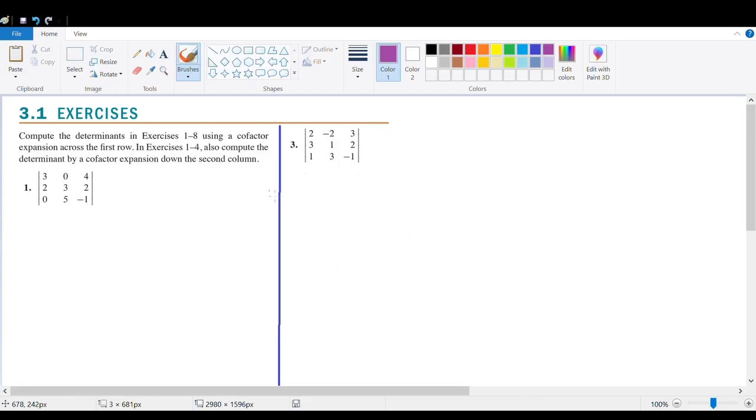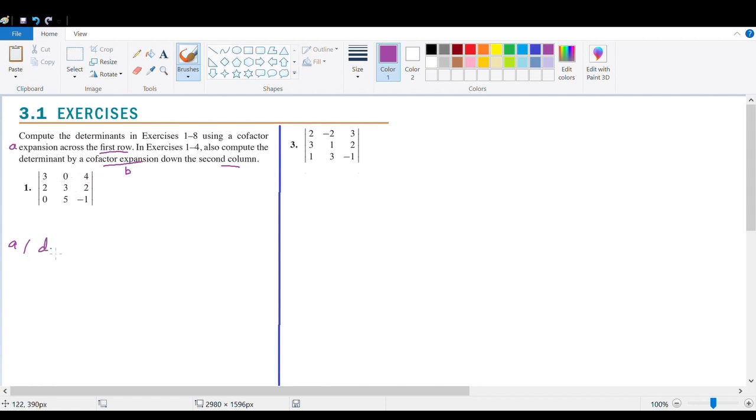Compute the determinants in exercises 1 and 3 using a cofactor expansion across the first row, and also compute the determinant by cofactor expansion down the second column. For exercise 1, first we find the determinant across the first row. Let us say this one is A, this one is B. Across the first row, that means we go through this one.